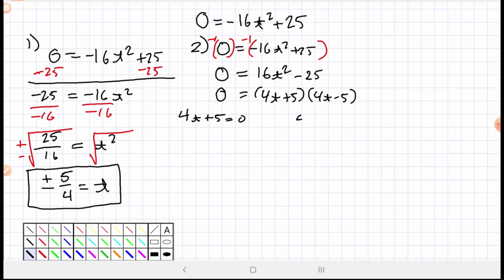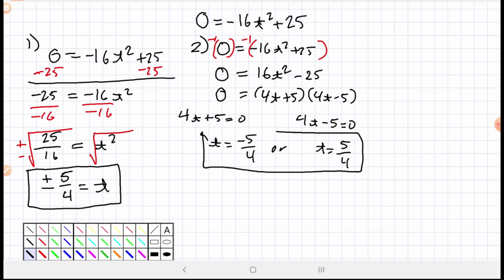So you can do that problem and this problem, 4t minus 5 equals 0. And what are your two answers? I'm going to skip a few steps, but I'm going to subtract 5 and divide by 4, so I'll get t equals negative 5/4. Or on my second problem, t equals positive 5/4. And what do you notice? It's the same two answers that we got from our first problem. So as you start getting better at this, you have other ways you can solve these problems.